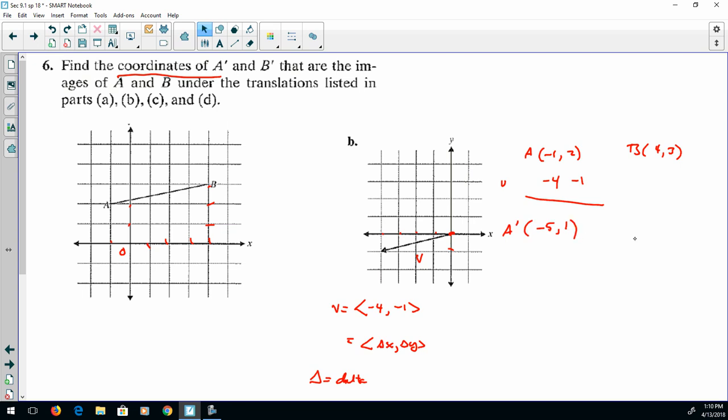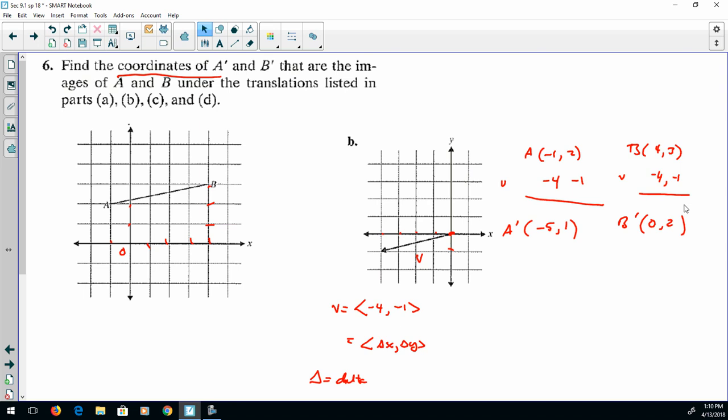I can't draw it on this screen. It's over here somewhere, way over to the left. B, same thing. We apply vector V to it, which means decrease the X by 4 and let the Y go down 1. 4 minus 4 is 0. 3 minus 1 is 2. This is the image of B. So there's your answer here. A prime is (-5, 1). B prime is (0, 2). So you shift both of those that way.